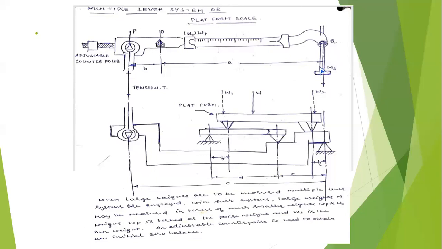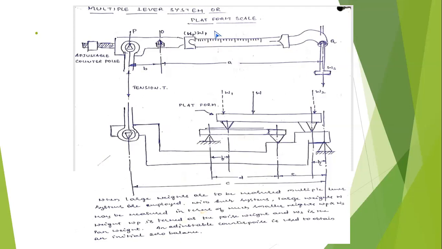Here you have kept 20 into 1, 10 into 2 dead weights, and the counterpoise weight is exactly at the fifth position. WP is exactly at the fifth position. That indicates the 45 kgs of rice present in the bag. So that is the principle of operation of the multiple lever system or platform scale.